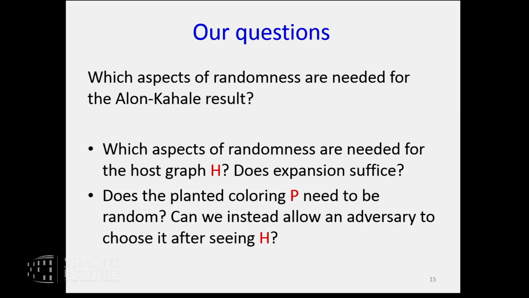So the questions that we ask ourselves is which aspects of randomness are really needed for the Alon-Kahale results. Does the host graph really need to be random, or can we replace it by some deterministic choice of graph? The family of graphs, let's say graphs with high expansion, would that be enough? And the other question is, does the planted coloring have to be random? Is it okay if we let the adversary look at the host graph and partition it into 3 equal size color classes, but he can choose which vertex goes into which color class? Does this really make a difference?